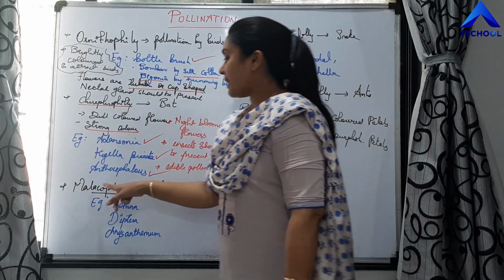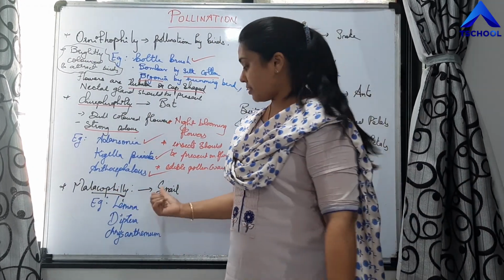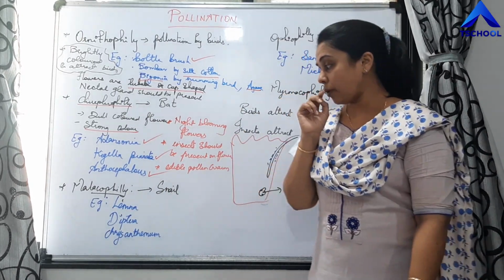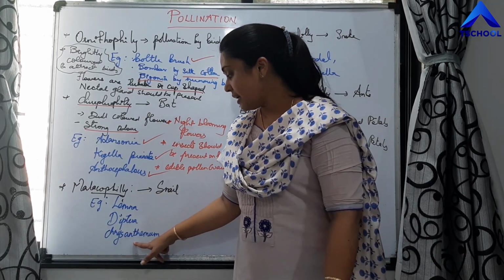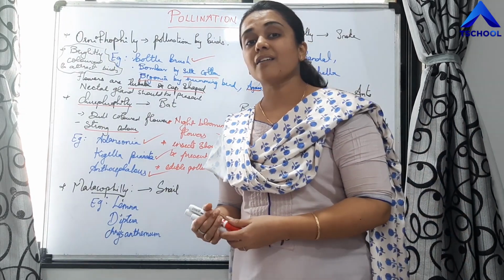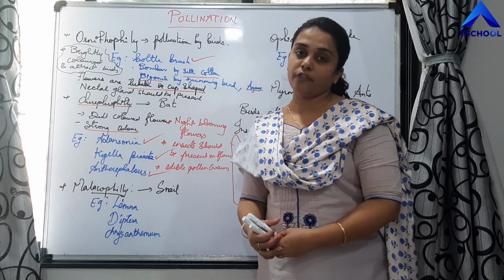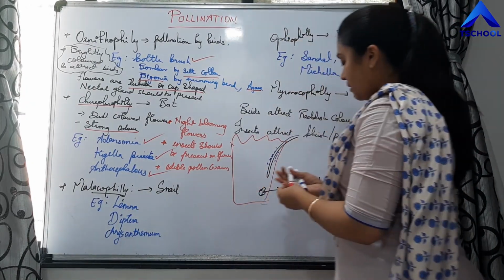Right? Then the next one is malacophily, where pollination is done by snails. Snails are helping in pollination. Examples are Lemna, Diptera and Chrysanthemum. Right? These are the plants in which malacophily occurs, that is, pollination is done by snails.